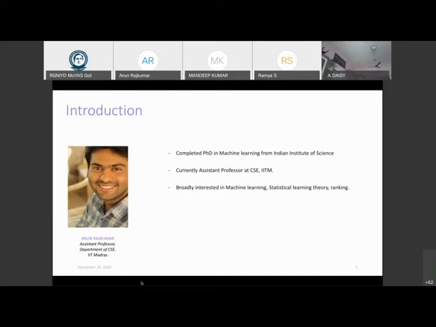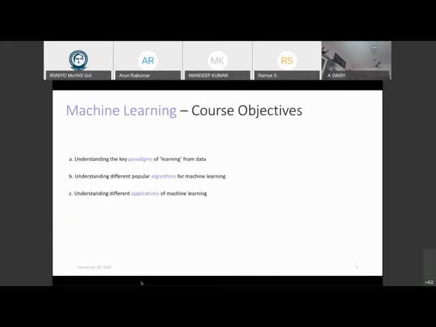So what are the core objectives of this talk? We want to understand the key paradigms of learning from data. We'll try to understand what it means to learn from data, and then we'll see what the different paradigms of learning from data are. We'll talk about a few popular algorithms for machine learning in each of these paradigms, and I'll indicate the different applications of machine learning where these algorithms will actually be used. This is the overall idea of the next, let's say, 45 minutes to an hour.